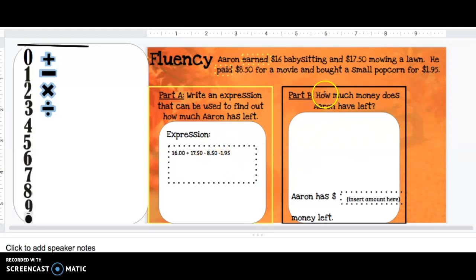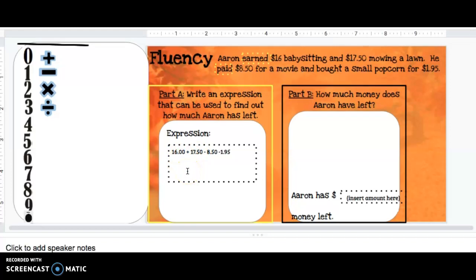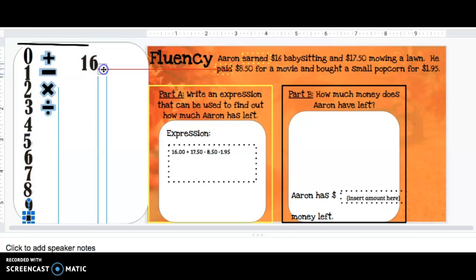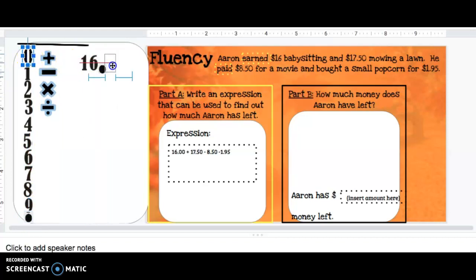So part B now wants us to know how much money Aaron has left. So we have to solve this expression. We're going to add that $16 plus $17.50. So let's start. We have $16. I'm going to start off with my 1, my 6, and that decimal point, do not forget about it, goes after the 6, and then my 0, and my other 0.